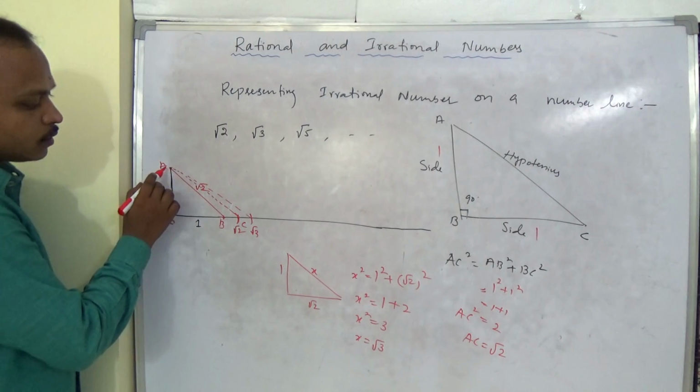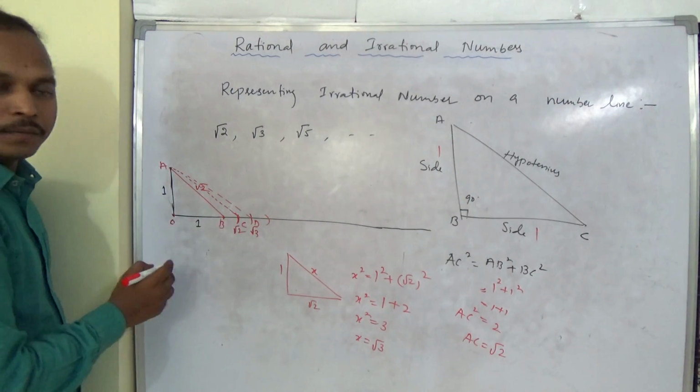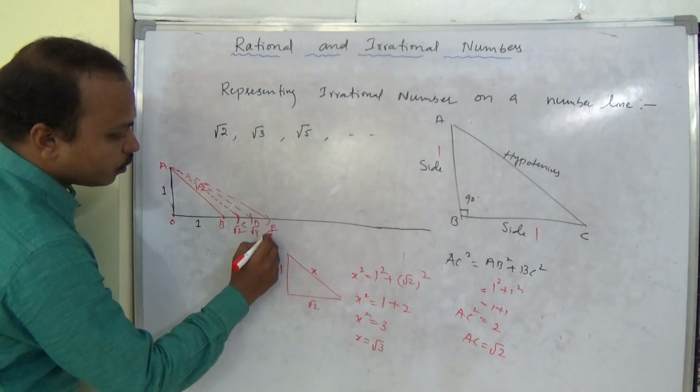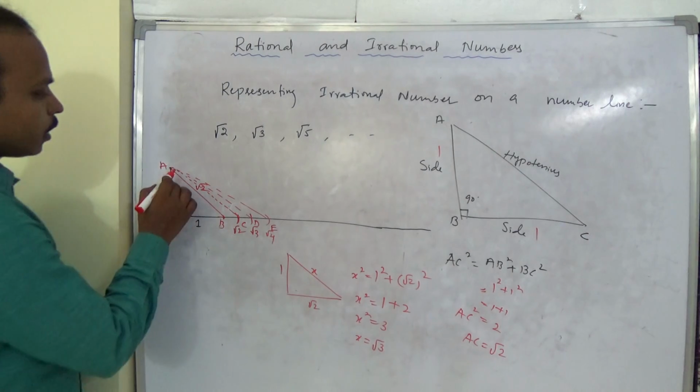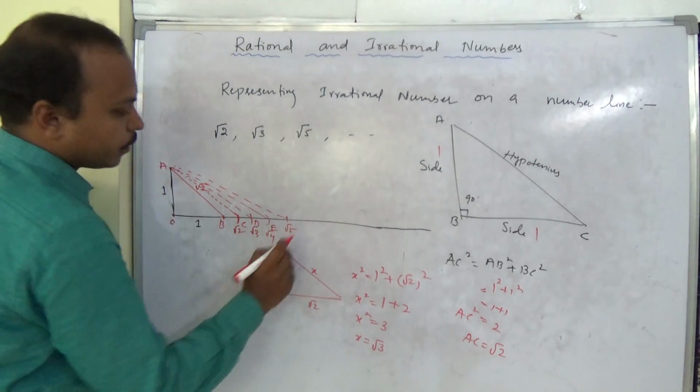Find out the distance from A to D. Draw an arc from O to E. Again you can join this. This is square root of 4. Like that we can take square root of 5 also, root 5 and so on.